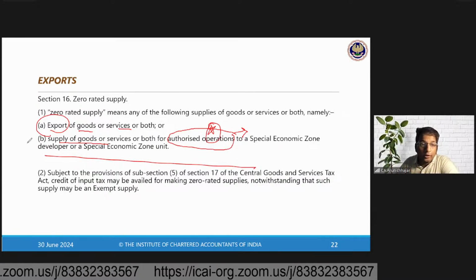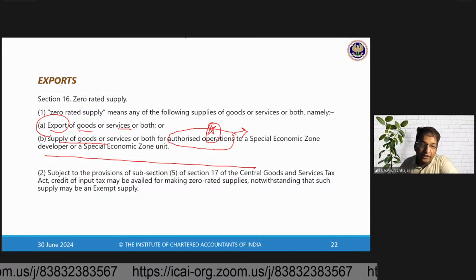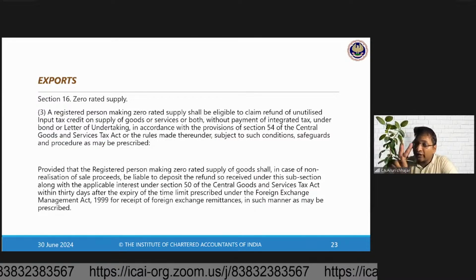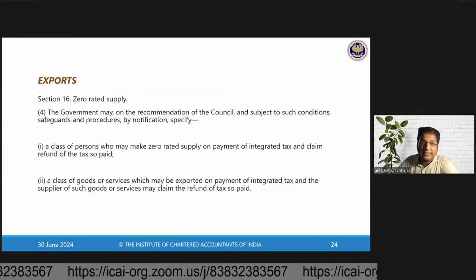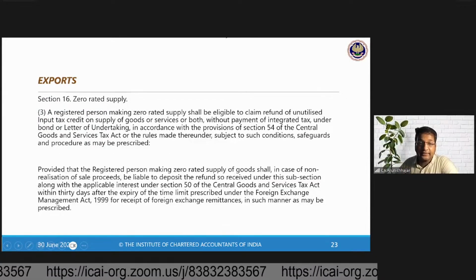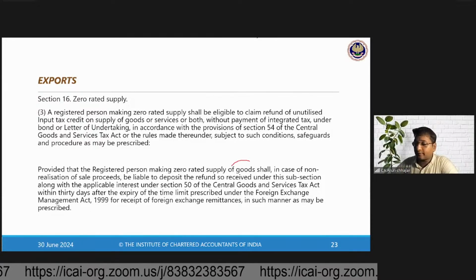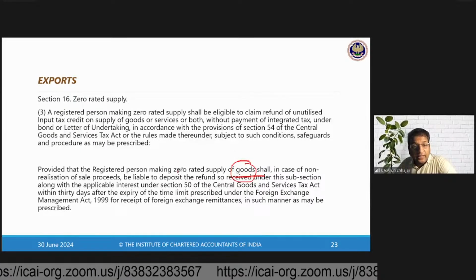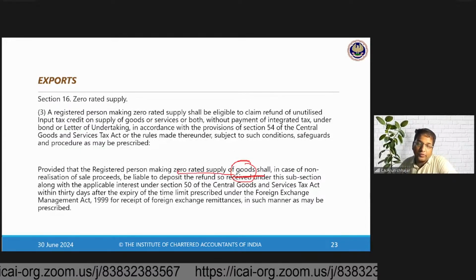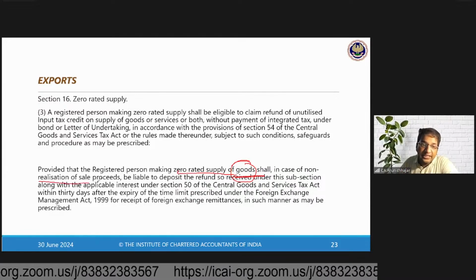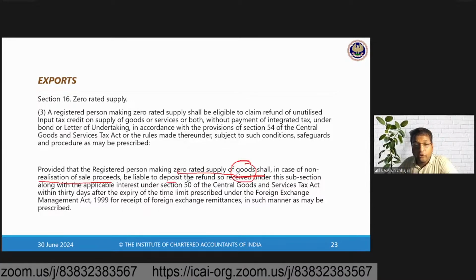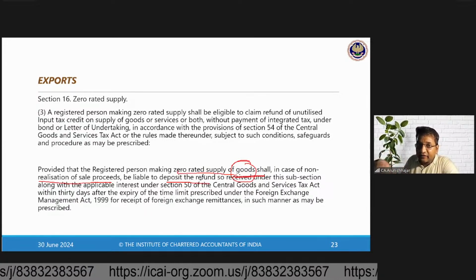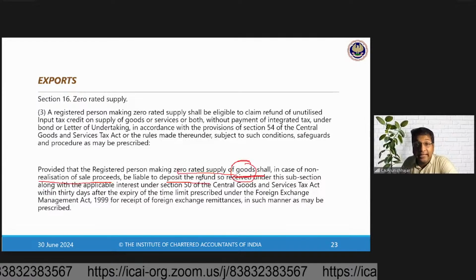If it is for authorized operation, then if you are exporting the goods or services, we have already discussed the two routes of zero rated supply, and you can take the refund. Section 16 subsection 3 of the IGST Act says that this condition is only for the goods. If the person making the zero rated supply of goods does not receive realization, then they have to deposit back the refund. So in case of goods, I can take the refund even prior to the realization.